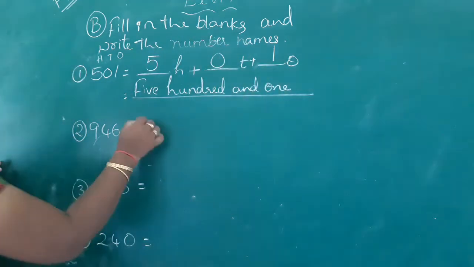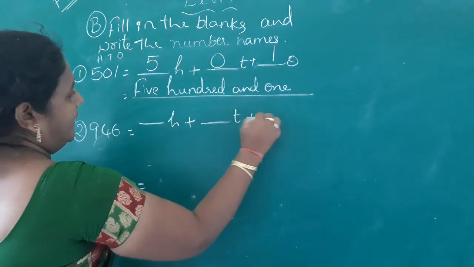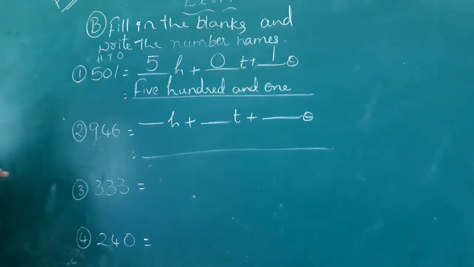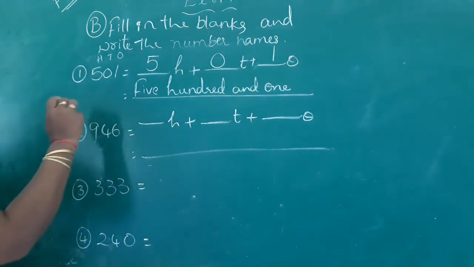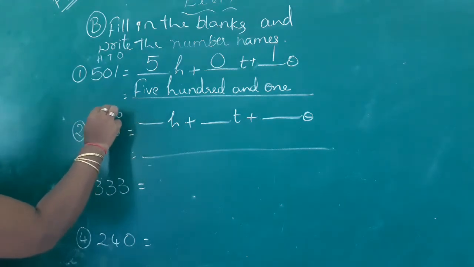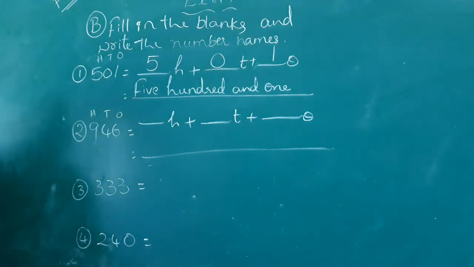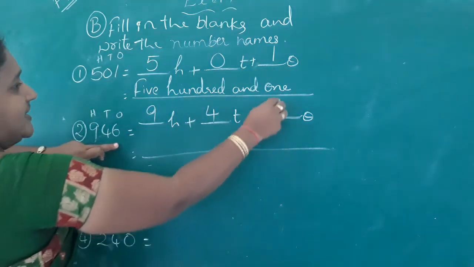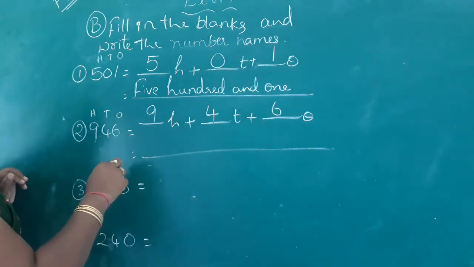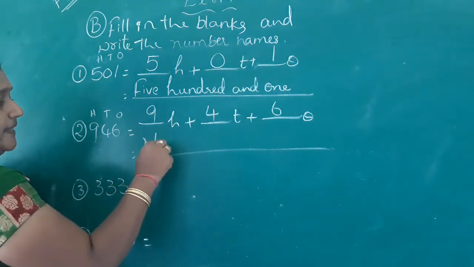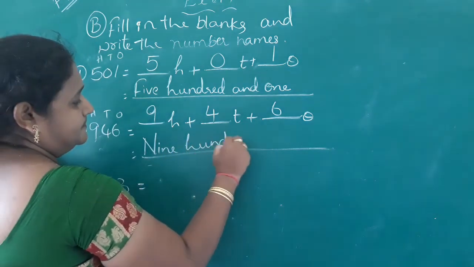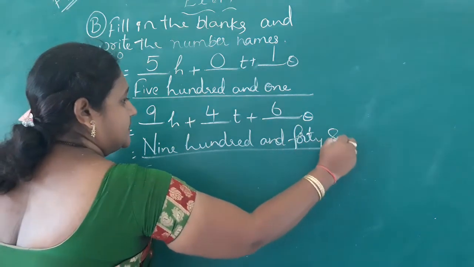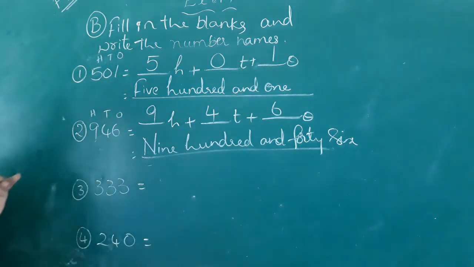Okay. Next one. How many hundreds, how many tens, and how many ones are there? And write the number name of this question. See this number. What is this? 946. Write the place values on the numbers, children. Ones, tens, hundreds. How many hundreds are there? 9 hundreds. How many tens are there? 4 tens. How many ones are there? 6 ones. Totally add, write the number name. 900 and 46. 946. This is the number name.